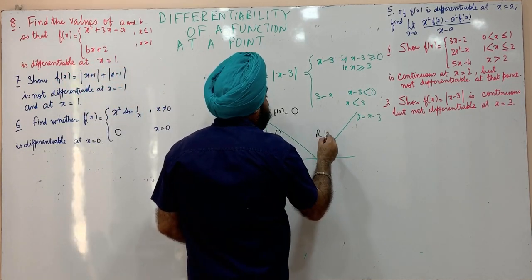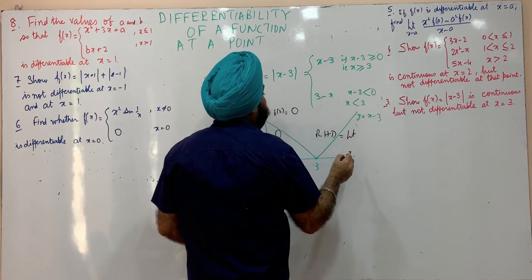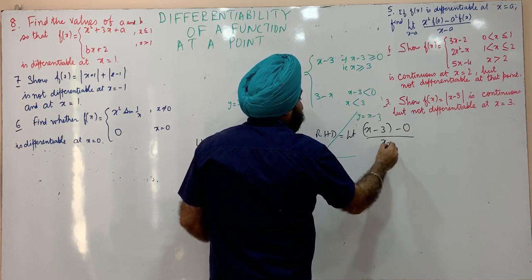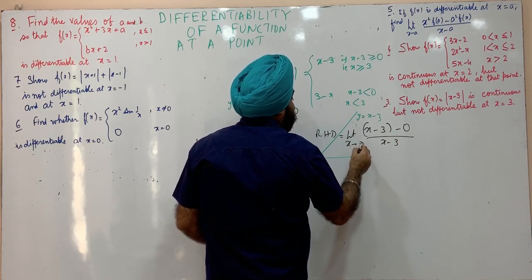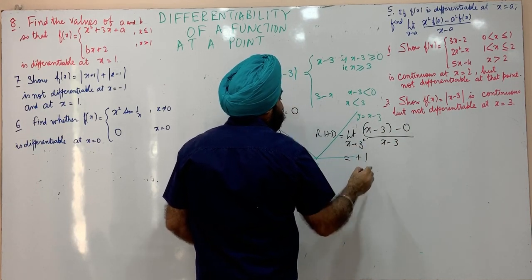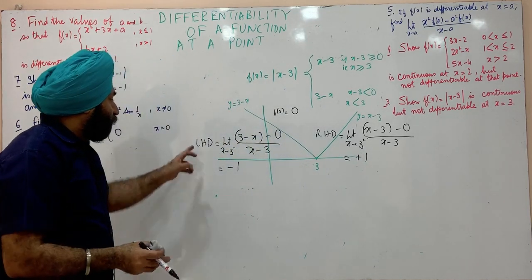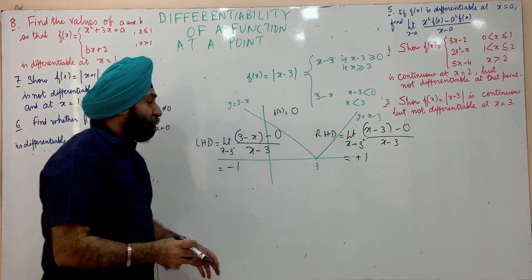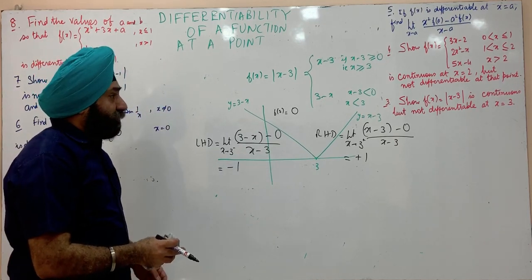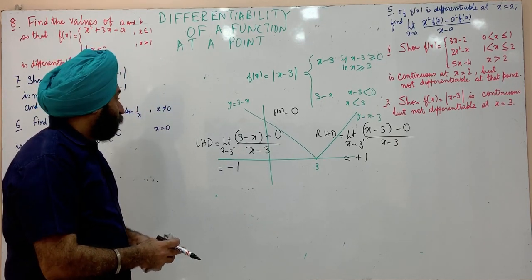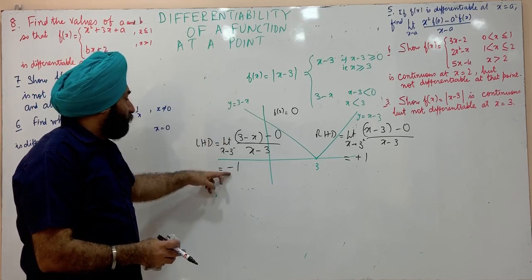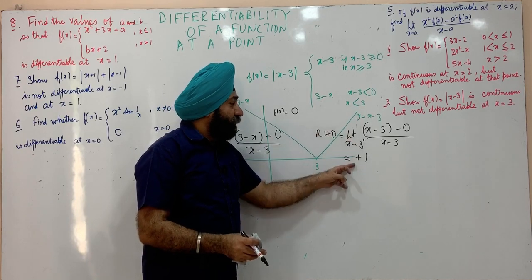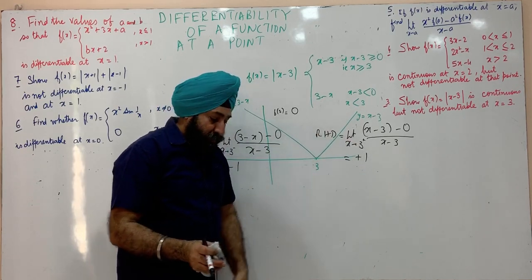Similarly, we find out the right hand derivative, that's limit of this x minus 3 minus f of 3, which is 0, upon x minus 3 and as x approaches 3 plus, this is 1. Left hand derivative and right hand derivative both are different, therefore this function is not differentiable at x is equal to 3. Derivative of this is minus 1, left hand derivative is minus 1. Derivative of x minus 3 is 1, so right hand derivative is also 1.